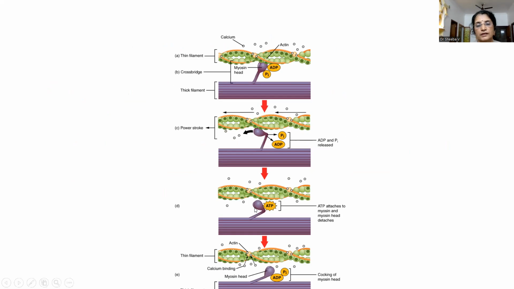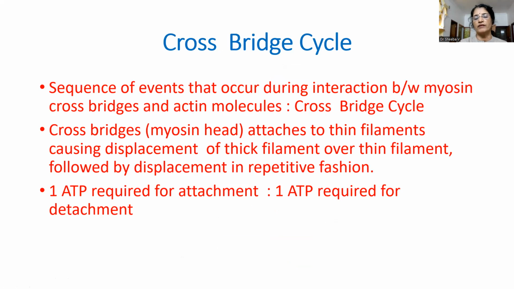You can see here the uncovering of the active sites, then the binding of the myosin cross bridge to the active site. When it binds, it tilts towards the center, producing the power stroke. Then it detaches from that active site and is ready to attach to another active site. Like this, the cross-bridge cycle occurs. The cross-bridge cycle is the sequence of events that occur during interaction between myosin cross-bridge and actin molecules. The cross-bridge attaches to the thin filament, producing displacement of the thick filament over the thin filament.